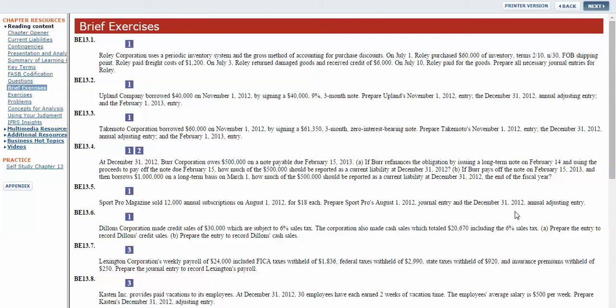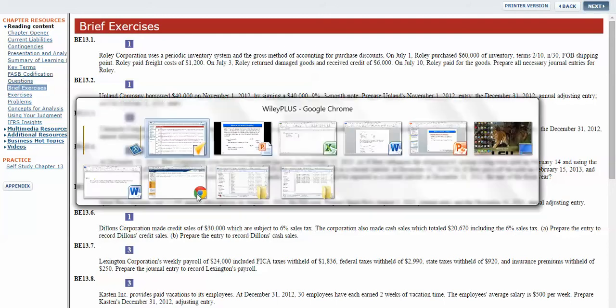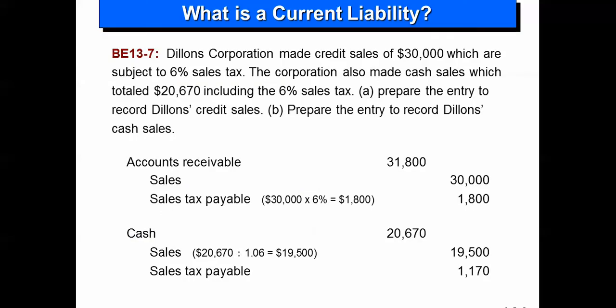Okay, now we're going to do a review of brief exercise 13.7. Now, there's something I want to warn you about real quick. If you look at this exercise, brief exercise 13.7 is Lexington, and we're talking about payroll. However, the slides that come from the publisher, you notice that has nothing to do with Lexington. It's Dillon's. So what I'm trying to warn you against is to ignore the slides because they're not correct.